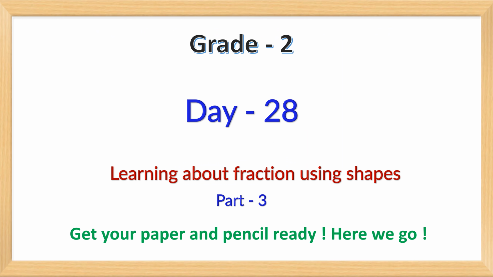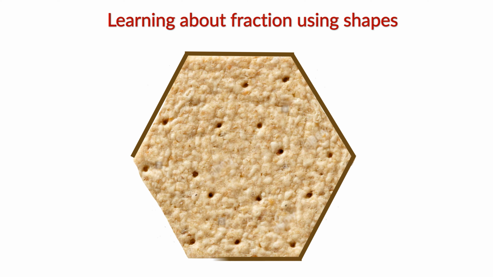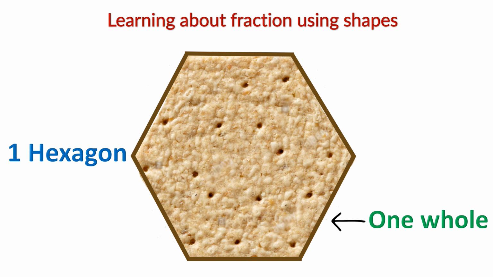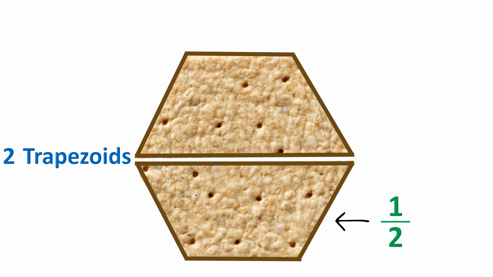Learning about fraction using shapes. One hexagon cracker. One whole piece. If we divide into two equal pieces, what shapes shall we get? Trapezoids. 1, 2. 2 trapezoids. Each piece is 1/2.